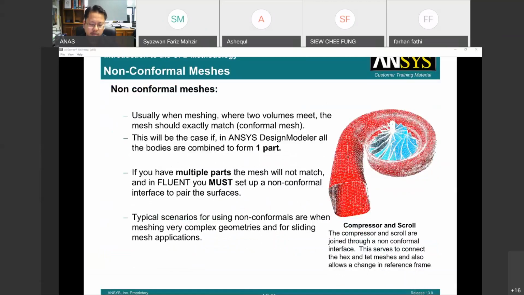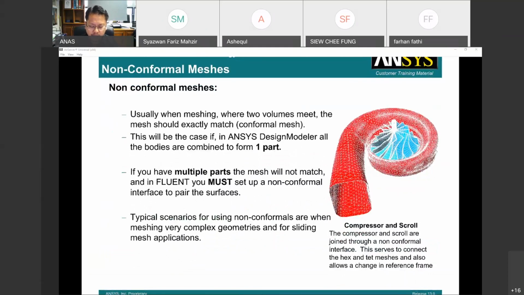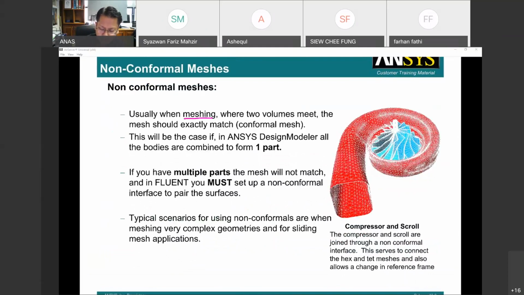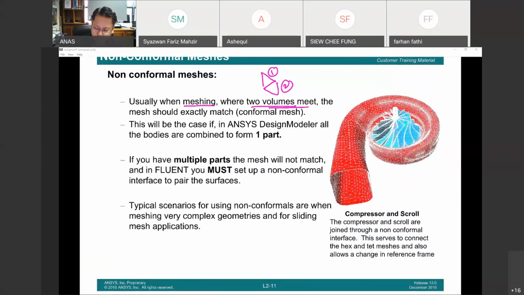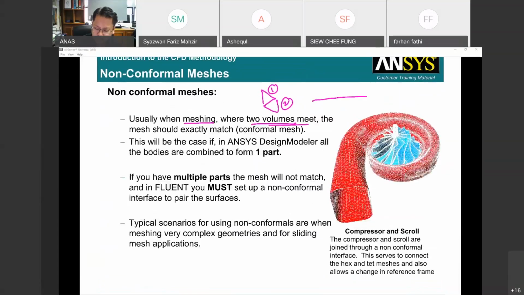The non-conformal mesh. So what does it mean? Basically, we discussed this when meshing, where two volumes meet, the mesh should exactly match. We discussed before, for example, this is from the left, this is from the right. The face of the element should match. So you cannot have something like this where, let's say this is face 1 and you have face 2 like this. So this cannot happen. The faces of the elements should match one another.